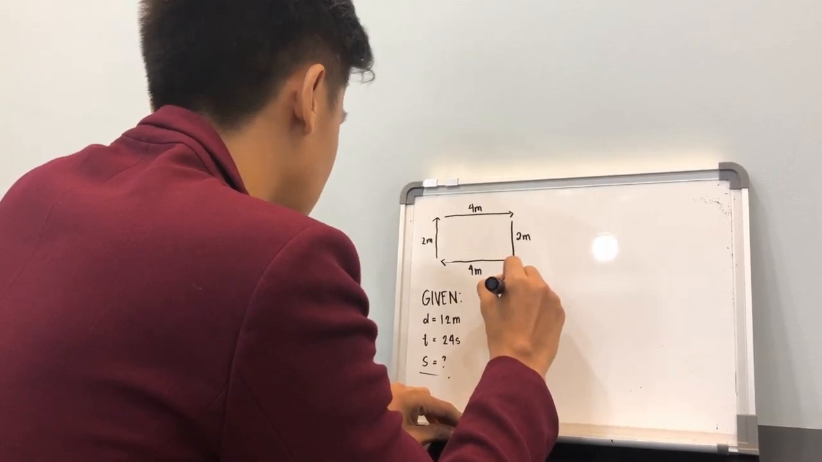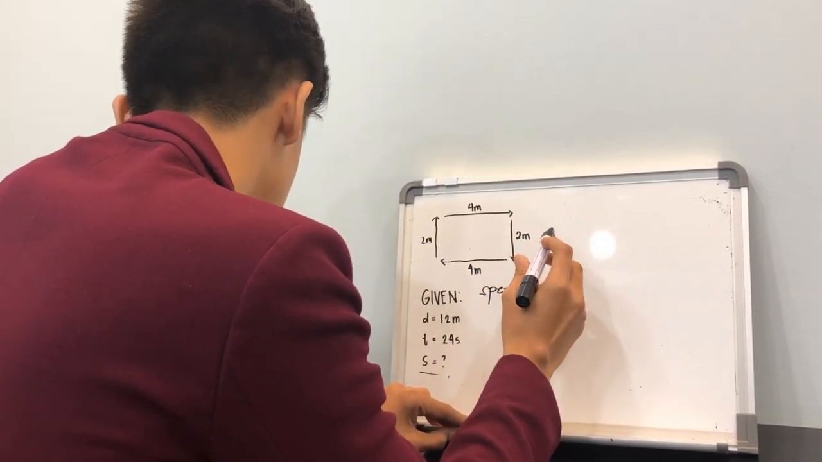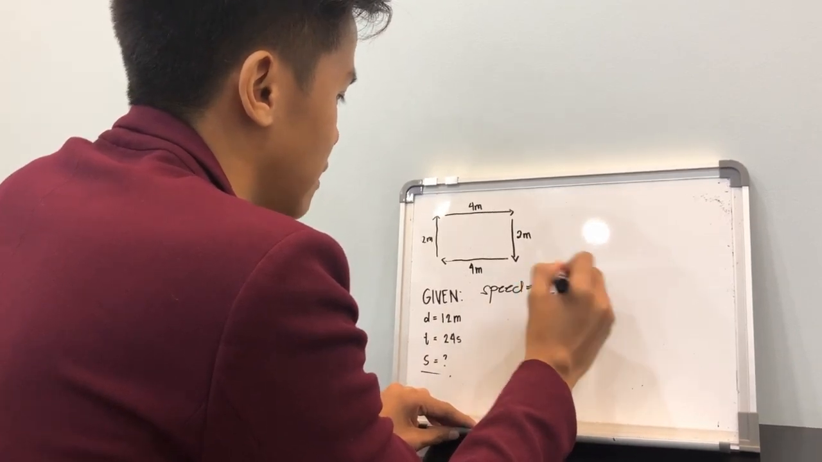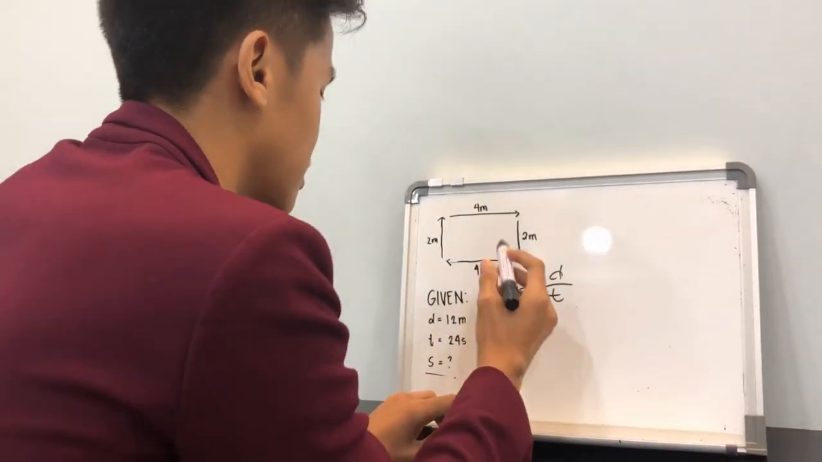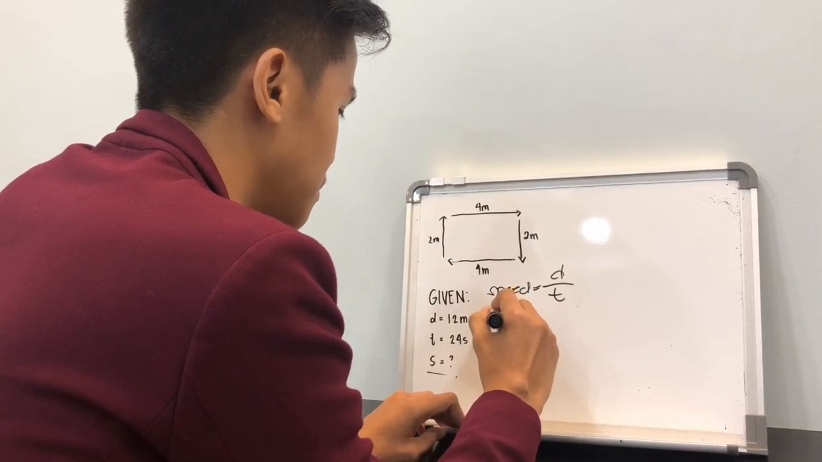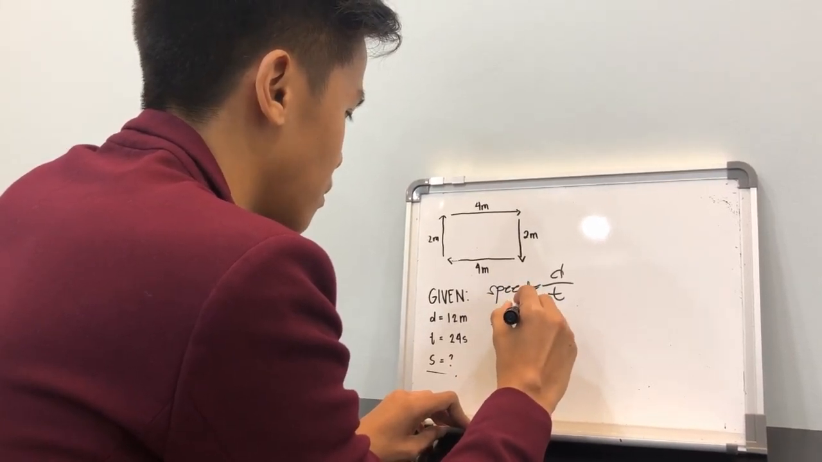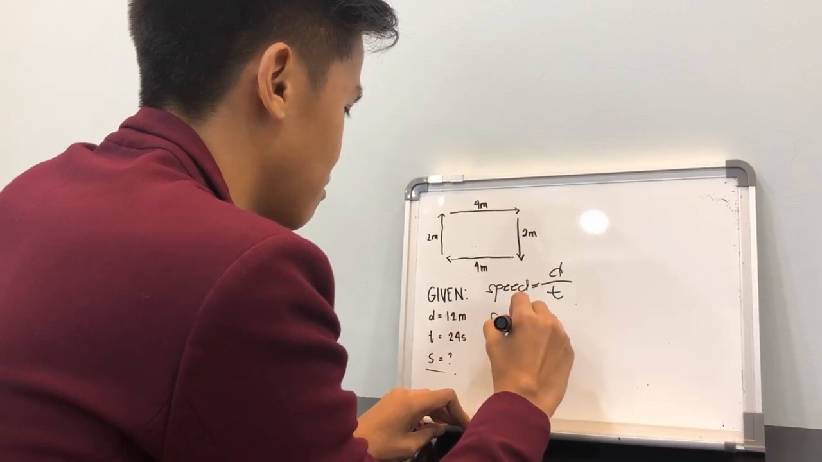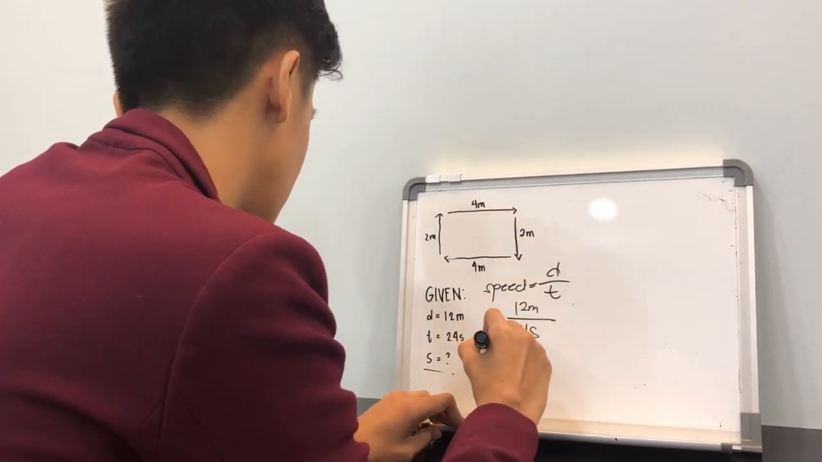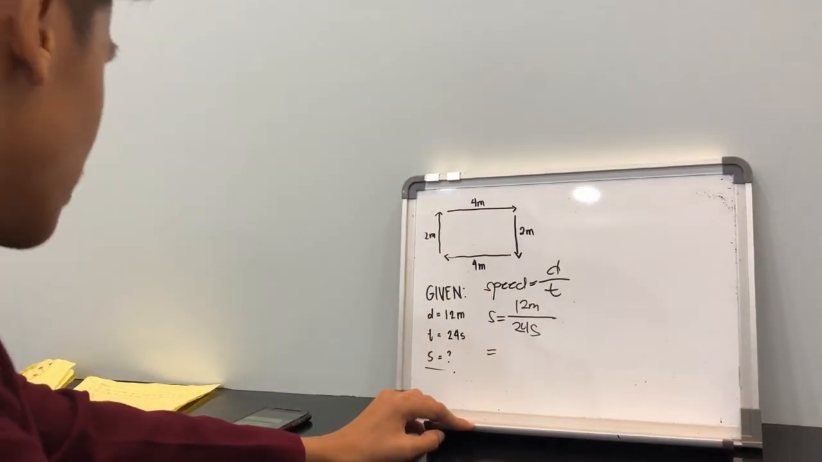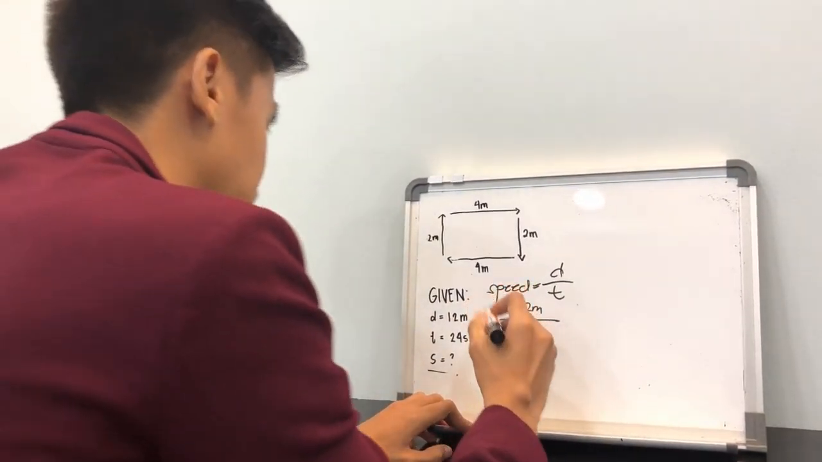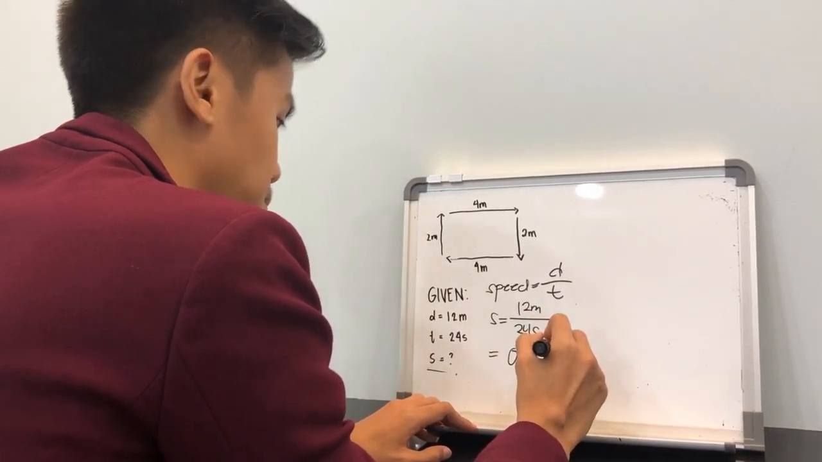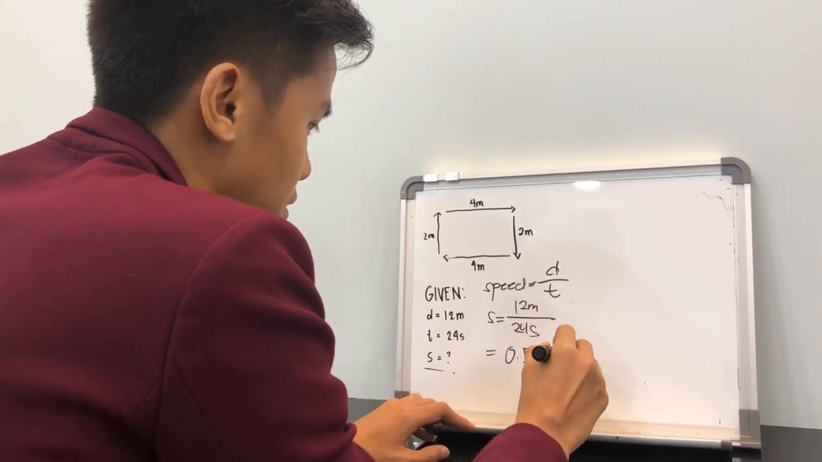Speed is equal to D over T. So let's just go ahead and plug in that. Then speed will be 0.5 meters per second.